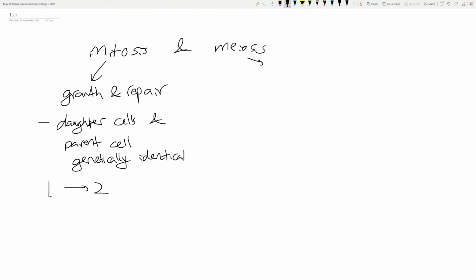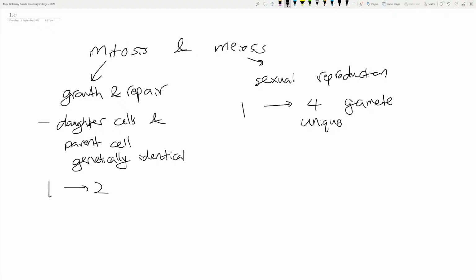With meiosis, this is for the purpose of sexual reproduction. And you make gametes. For every one parent cell, you make 4 gametes, and each gamete is unique. They are all different from each other. That's because of 2 processes. One is called crossing over, when the chromosomes line up and get pulled apart, they swap bits and pieces of information. Also, how these gametes are assorted into the sex cells is completely random, so it's independent assortment.